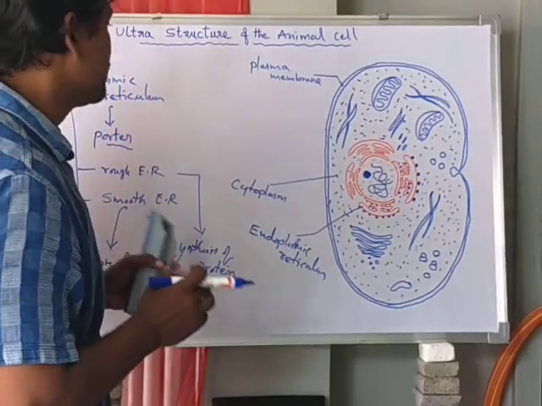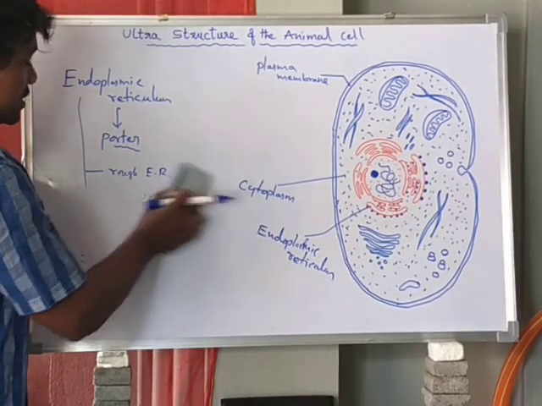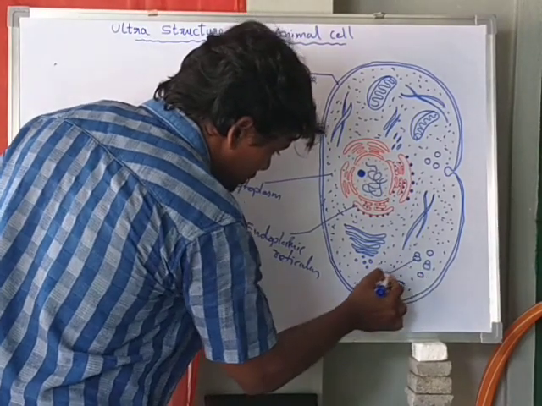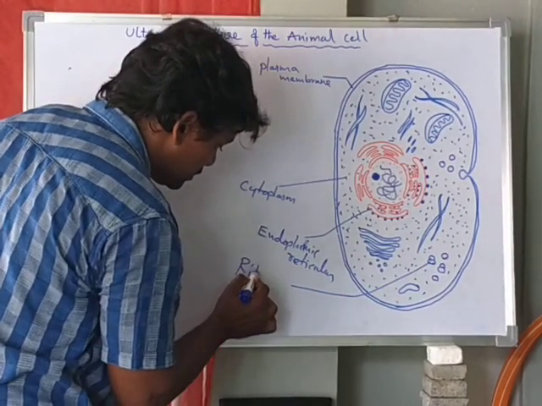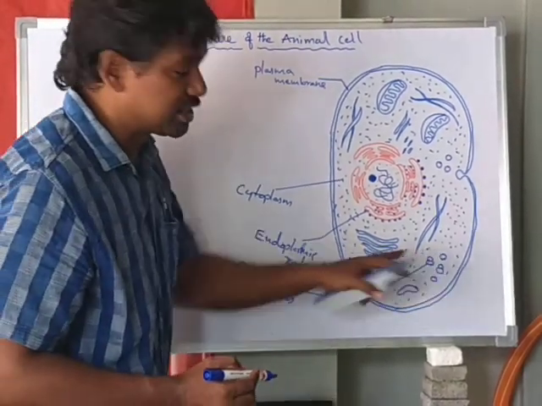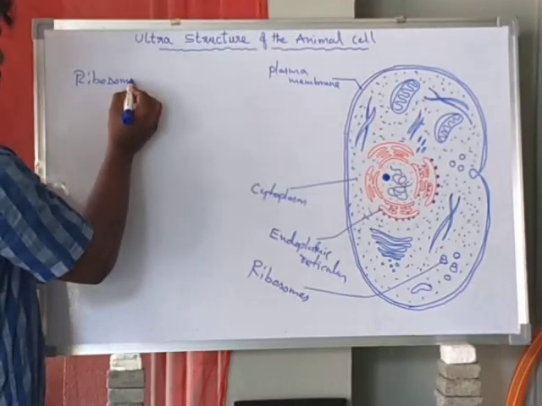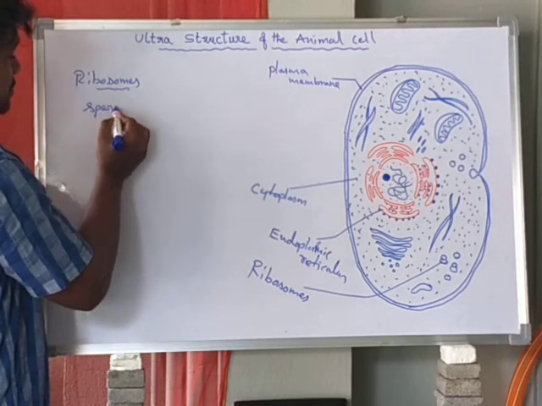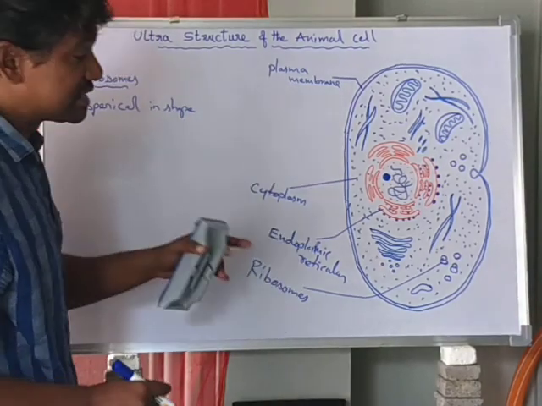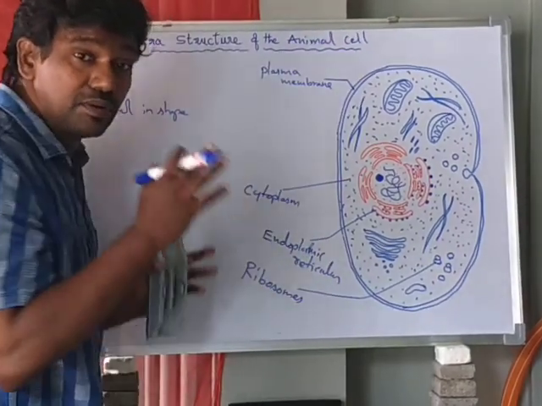Now we know another cell organelle, that is ribosomes. In this diagram you see these are the ribosomes. Generally ribosomes are spherical in shape, and they are scattered in the cytoplasm.